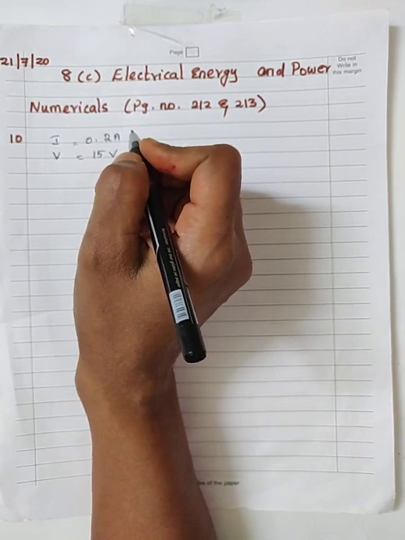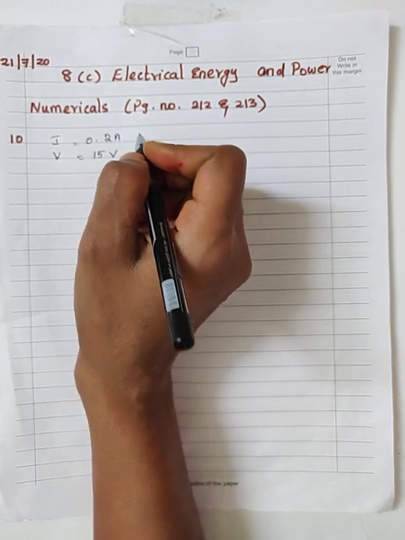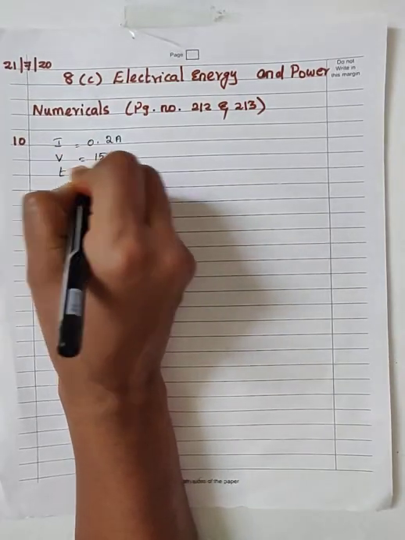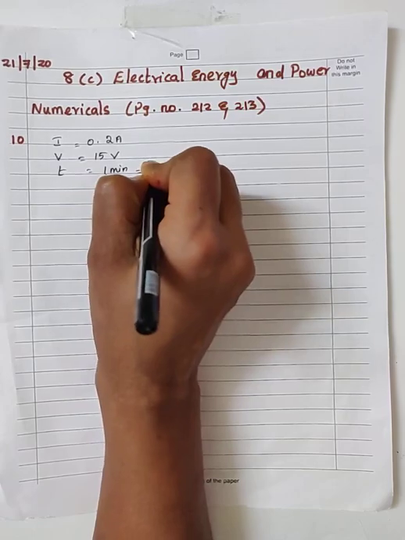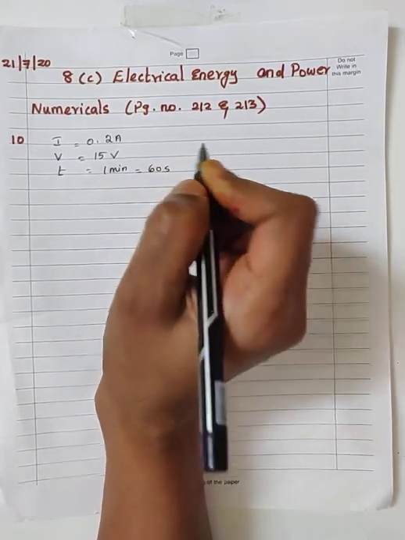And the next one, you are asked to calculate the heat energy produced in 1 minute. That is, the time is given as 1 minute. We know that the SI unit of time is second. So 1 minute is equal to 60 seconds.